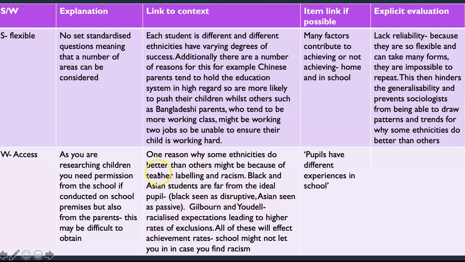So instantly there, I've got that key term, teacher labelling. You might have wanted to add in Becker there. I'm talking about the ideal pupil here. That's a really important key concept. I've got Gillborn and Youdell down here talking about racialised expectations, leading to higher rates of exclusions for Black students. So all of these are going to affect achievement rates, and also the school's not going to let you in in case you actually find racism in their school. That's going to be a huge issue if you then go on to publish your research. And then I've linked that to my item, pupils have different experiences in schools.